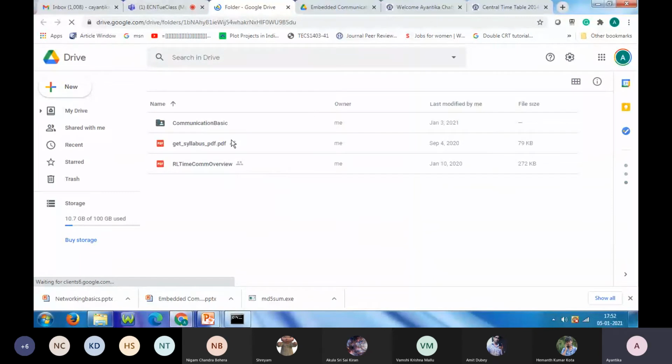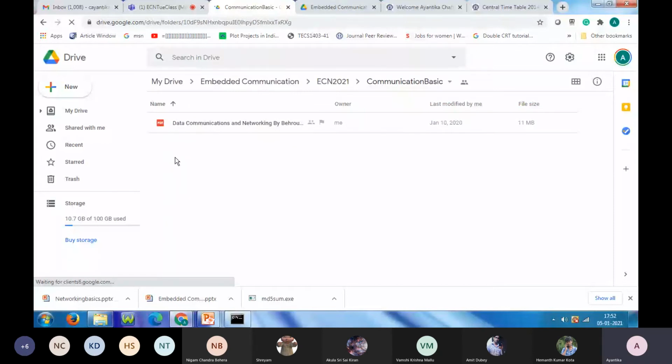So this is the shared drive folder. This is the syllabus, the detailed syllabus you can get from here. This part I will start next day. This is the real-time communication requirement. And in this folder there is a book. You can go through the first chapter from this book, and you get the idea.